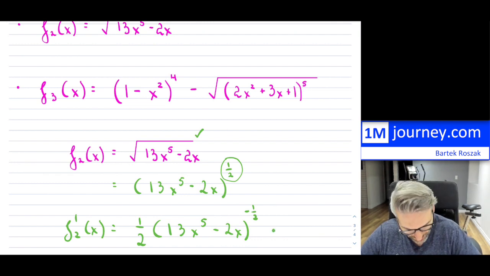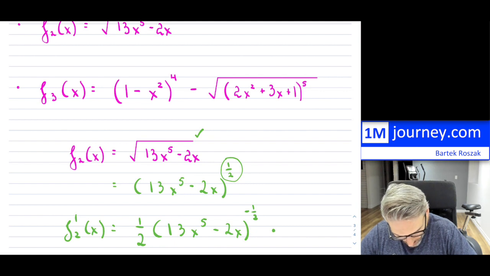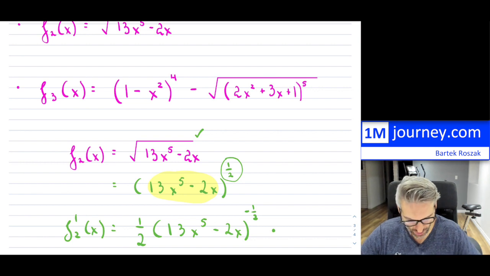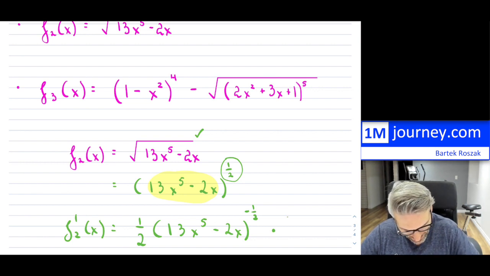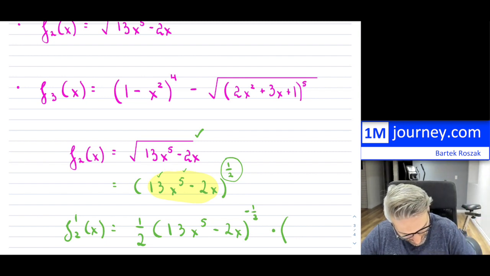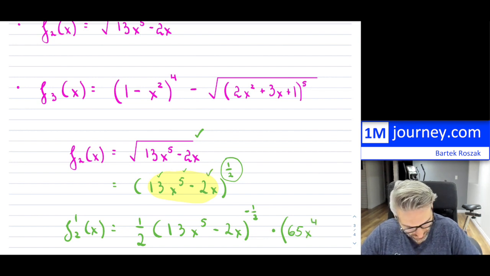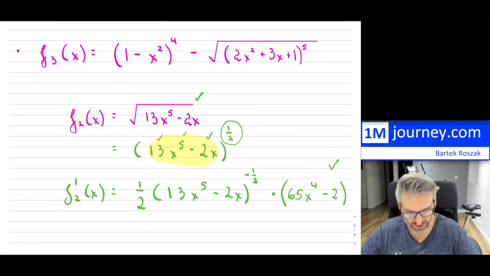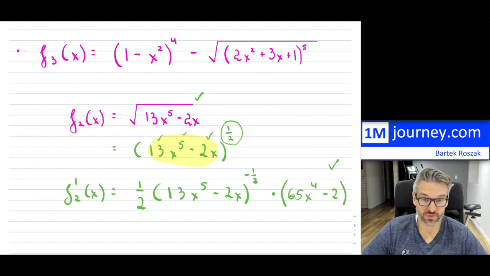And now I have to multiply it by the derivative of whatever was inside. So this is right here. The derivative of that, now it's not that pretty, but it would be 13 times 5, so 13 times 5 is 65. So that's going to be 65x to the 4, and then the derivative of minus 2x is just minus 2. And now I have my entire derivative. Now it depends if your teachers want you to simplify this or not.